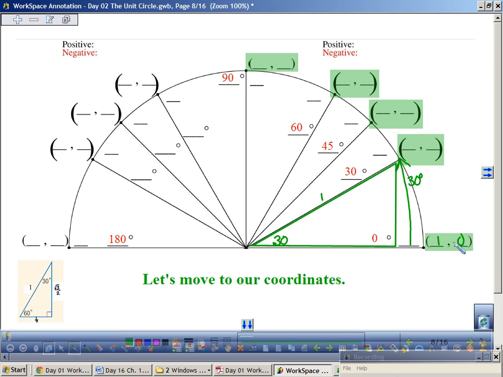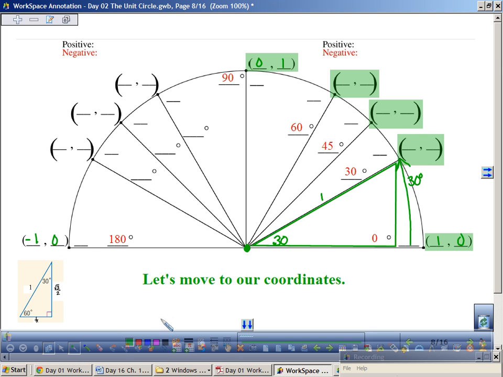(1, 0). In order to get there from my origin, wouldn't I have to go over 1 and up 0? Yeah. What about this one? (0, 1). I don't move side to side, and I have to go up 1. What about this one?